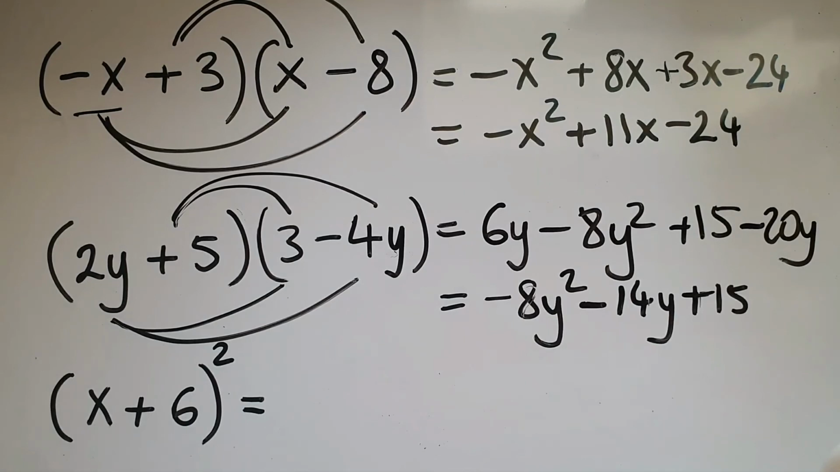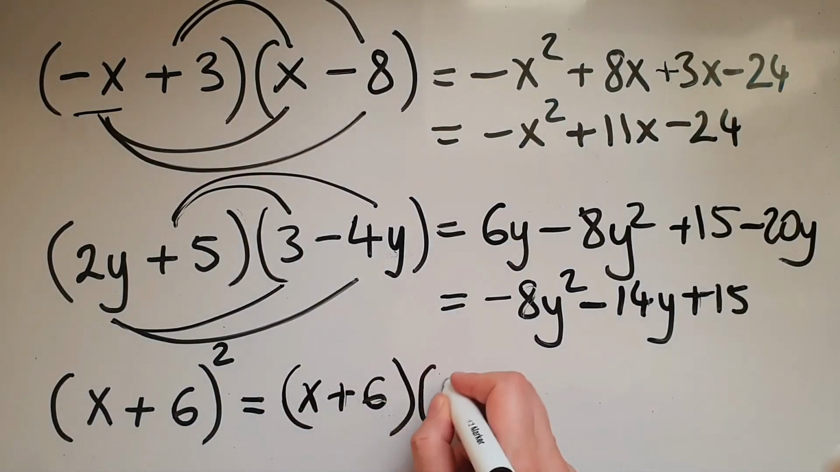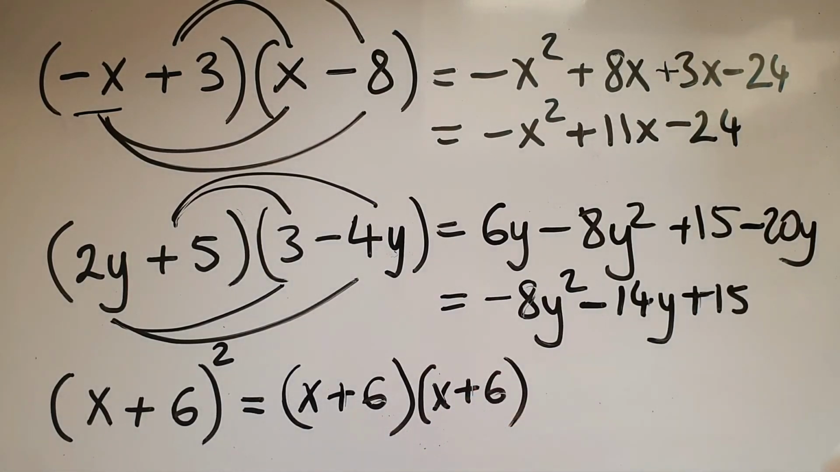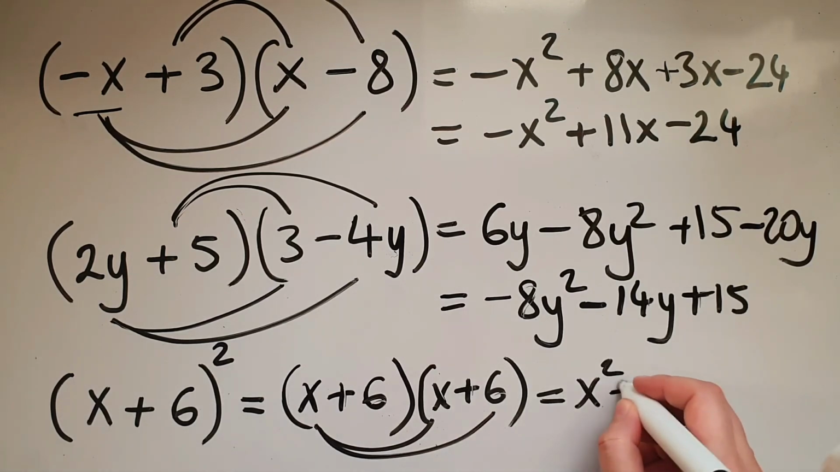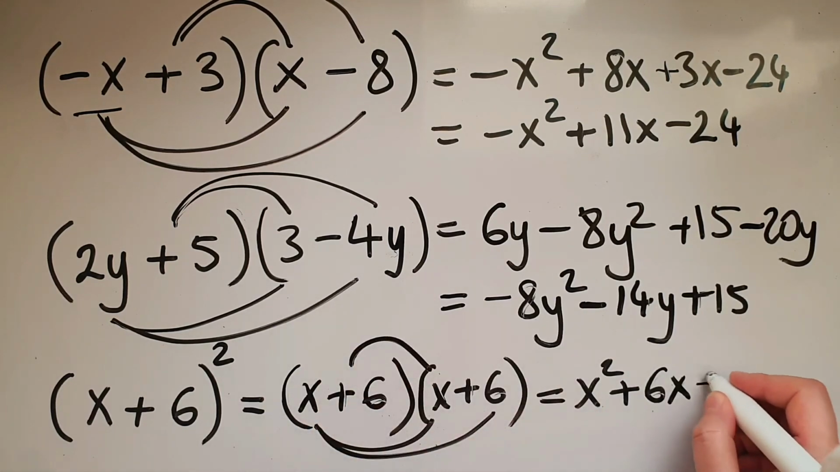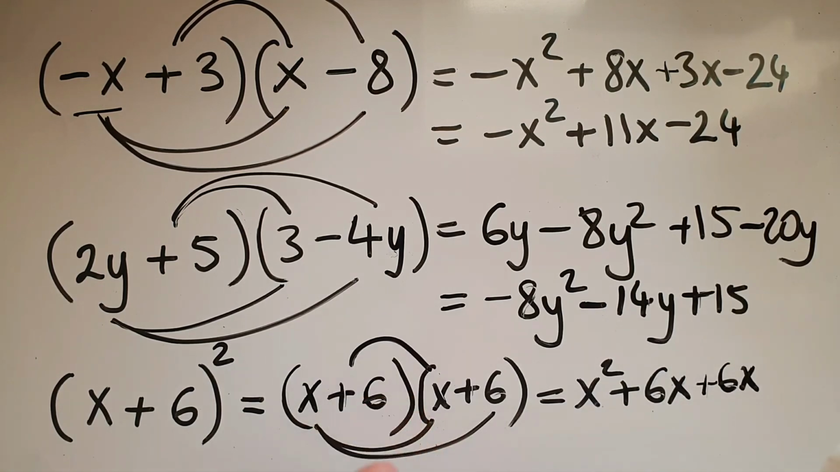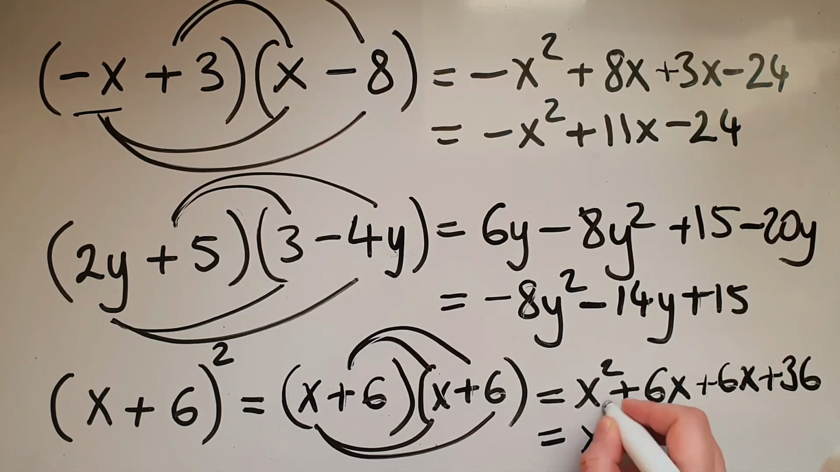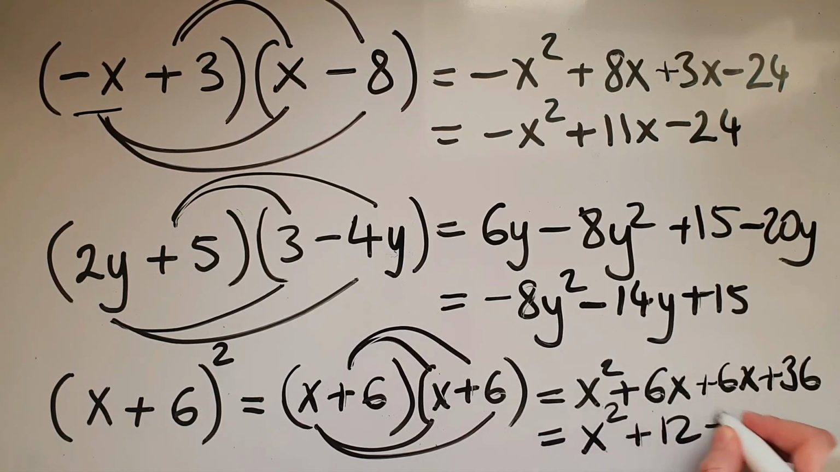Looking at the final example here, we've got x plus 6 all squared. So that means x plus 6 times x plus 6. So we just go x times x to get x squared, x times positive 6, which is 6x. Now positive 6 times x again is positive 6x, and 6 times 6 gives us 36. Collecting the like terms, we get x squared plus 12x plus 36.